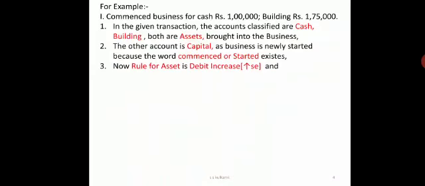Now I will apply the rule of asset. So what is the rule of asset? Debit increase in asset. So I will have to debit cash account and building account. And the rule for capital is credit increase in capital. So capital is brought into the business, therefore that amount of cash and building are going to exist in business, which became the property. So increase in capital is again credited.